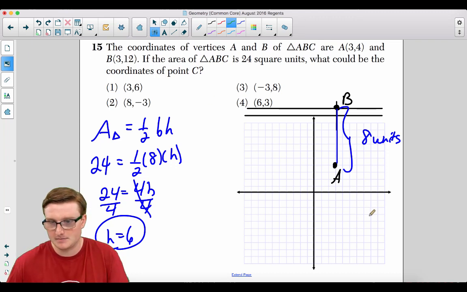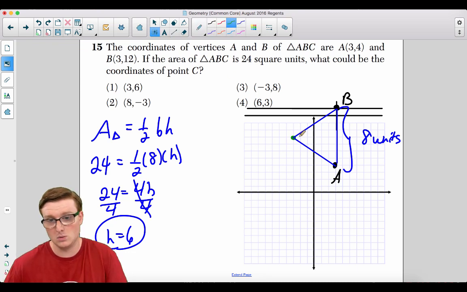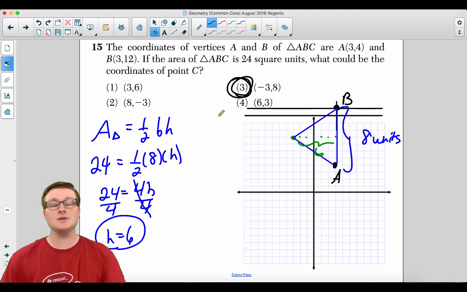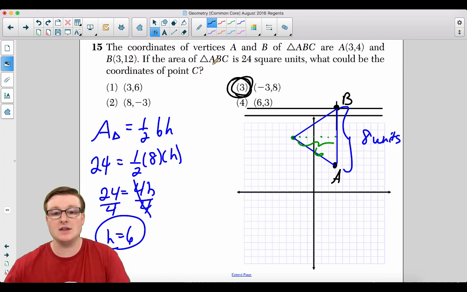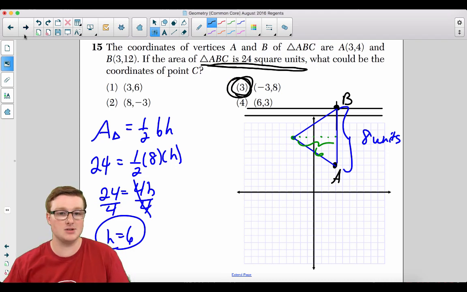(8, -3). That doesn't have a height of 6. It's impossible to create that height. (-3, 8). 1, 2, 3. 1, 2, 3, 4, 5, 6, 7, 8. Wait a minute. Does that have a height of 6? Well, let's count it. 1, 2, 3, 4, 5, 6. Look at that, ladies and gentlemen. We found our coordinate. It is the point (-3, 8). And that will produce the area of 24 square units for triangle ABC. And that's all you have to do with that question. It's easiest if you graph it, I promise you.